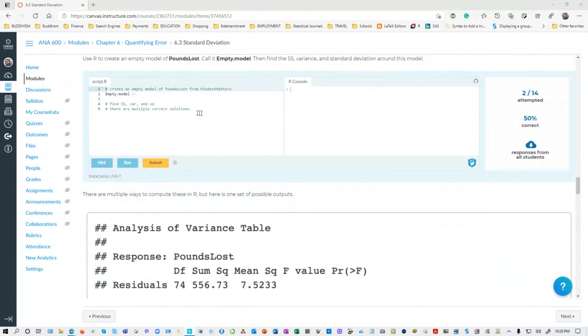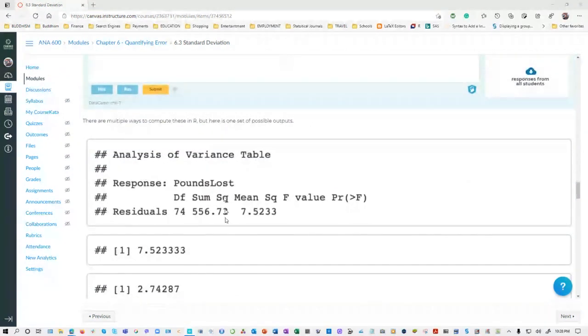There are multiple correct solutions. There are many ways you can find this one. There are multiple ways to compute these in R, but here is one set of possible outputs.